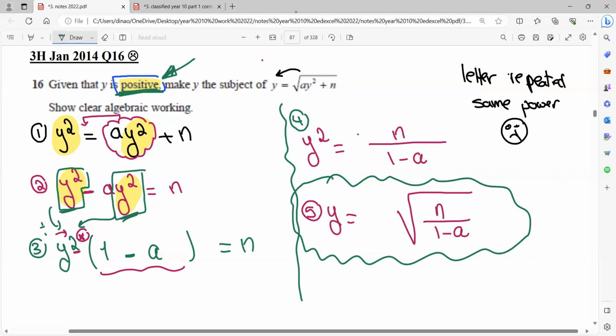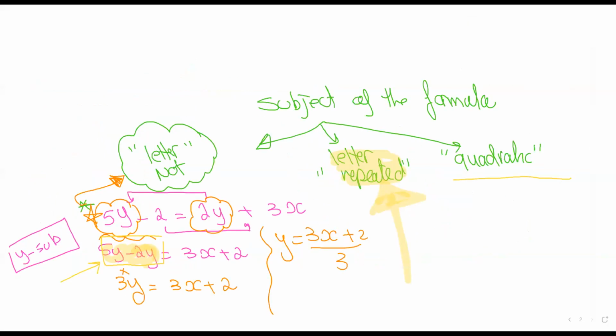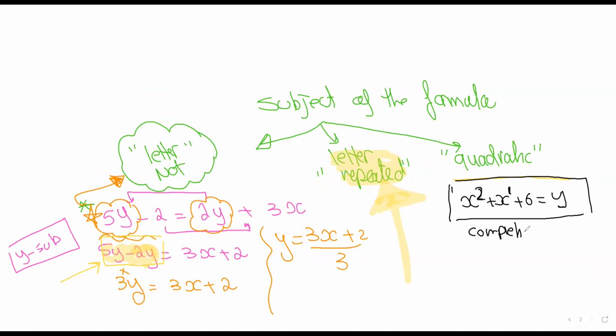I hope that this video was useful to you concerning the subject of the formula letter repeated. Now, the quadratic case will be discussed in completing the square. Quadratic case is a case like this, مثلا, for example, حاجة زي كده. And here it says make x subject, but you can see that the x here is power 2 and the x here is power 1. This is to be solved by completing the square, and completing the square will be discussed in a totally different video. So this is what we discussed today.